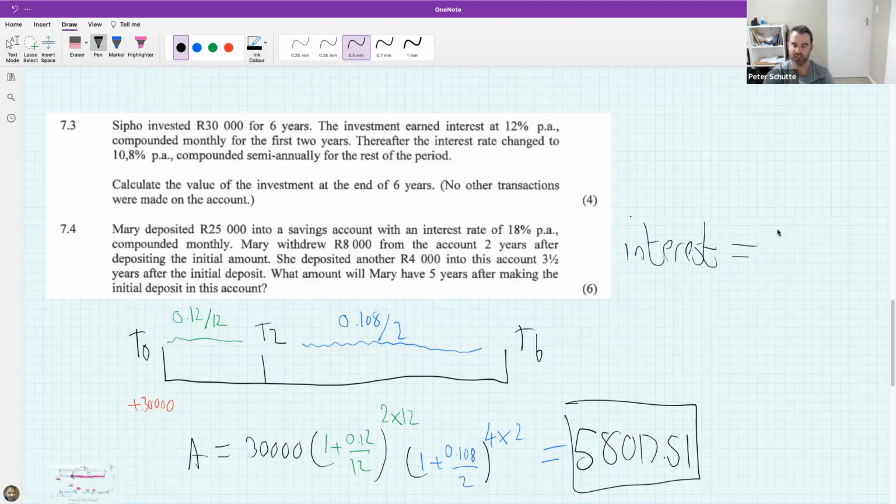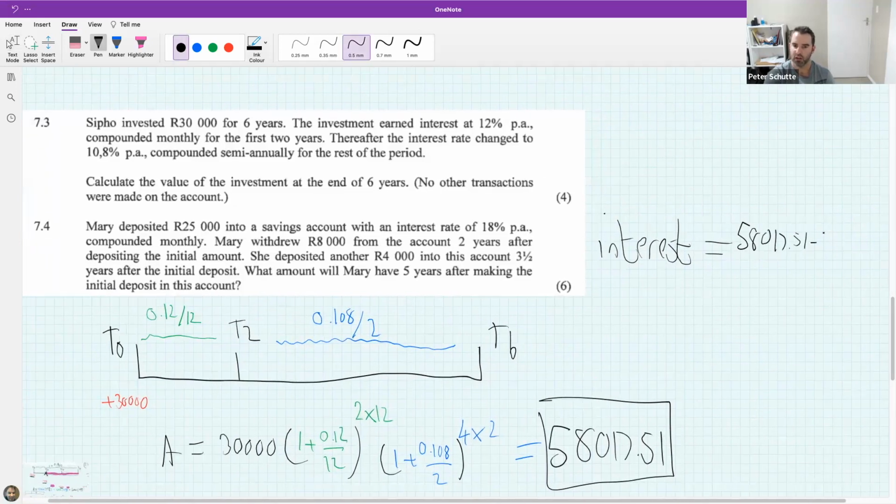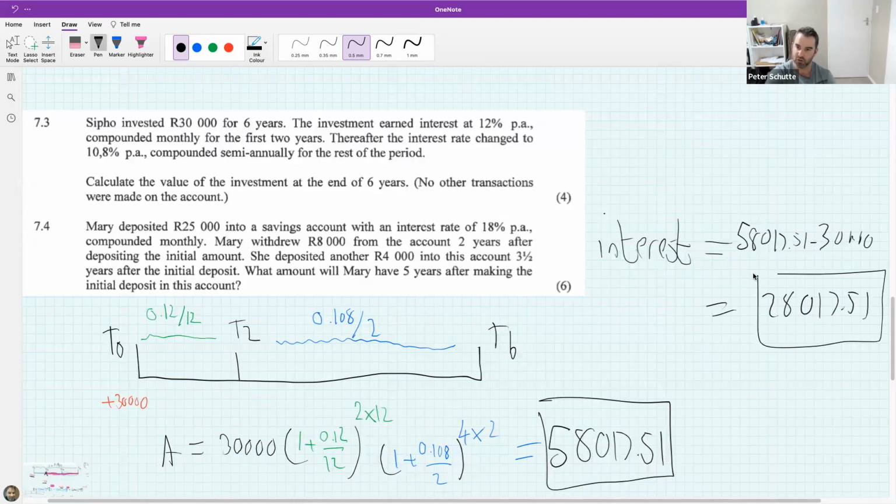So the interest is the difference between the final amount and the original amount. So it would be 58,017.51. And what did we start life out with? It was 20. Oh, guys, did I just make, oh, no, it was 30,000. Almost made something up there. So we should end up with 28,017.51. That's how much interest was earned on the original 30,000.